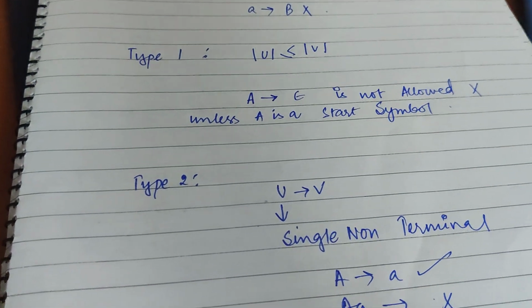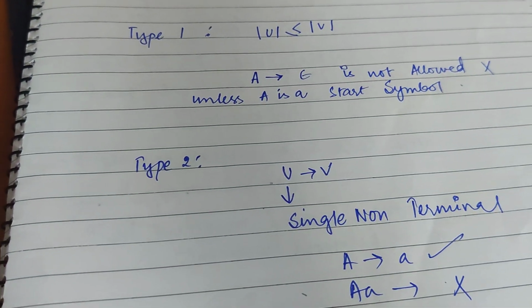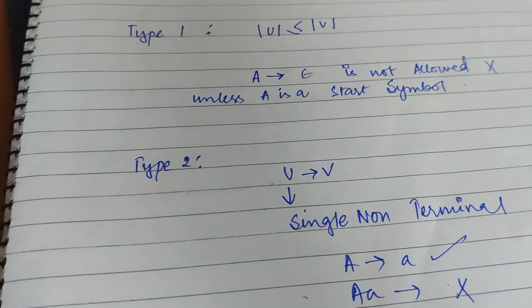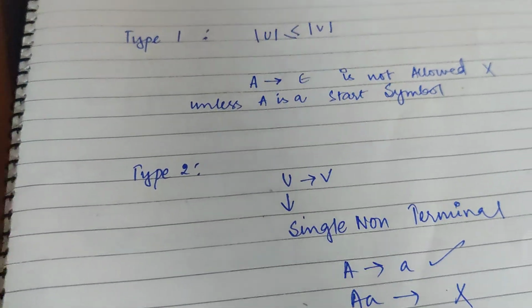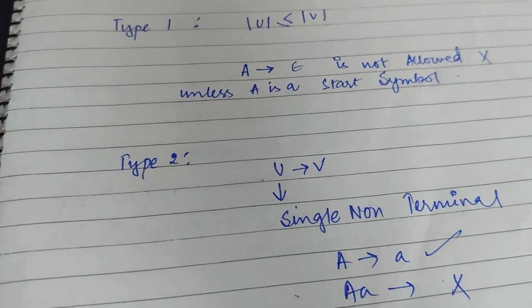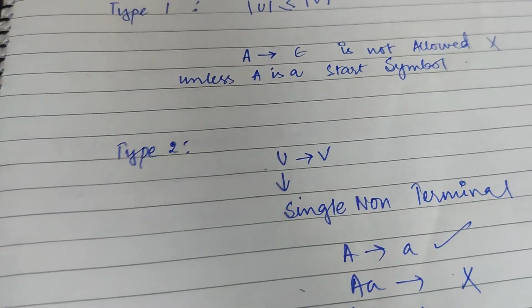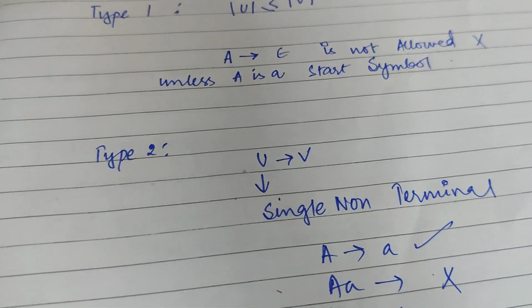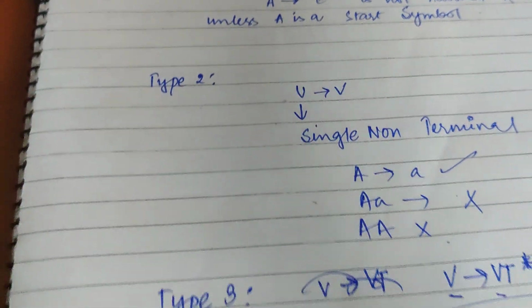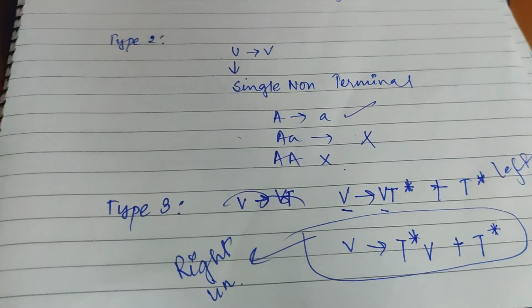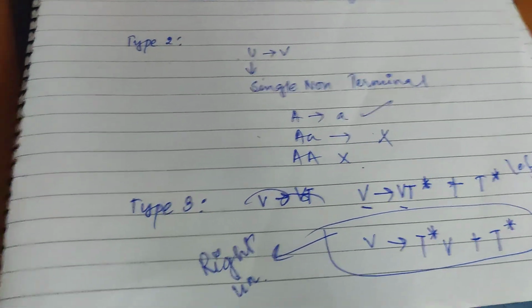Now coming to the type 2, as I mentioned earlier also, type 2 is saying that u, that is the left hand side, must be a single non-terminal. I have already discussed what is non-terminal and terminal in my previous video. If you have not watched it, kindly visit my previous video and then come back to this video, right? And the type 3 is left linear or right linear.